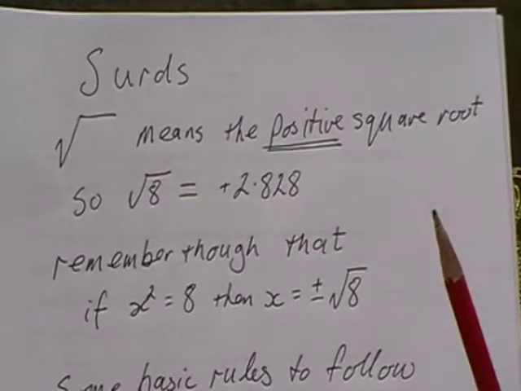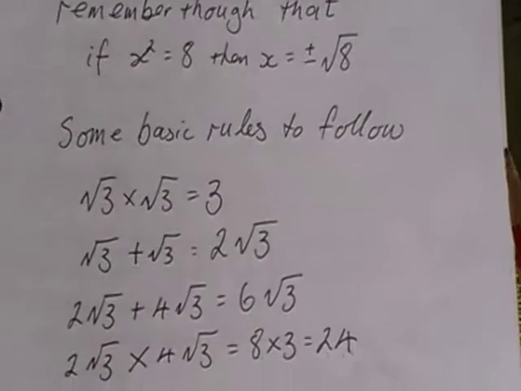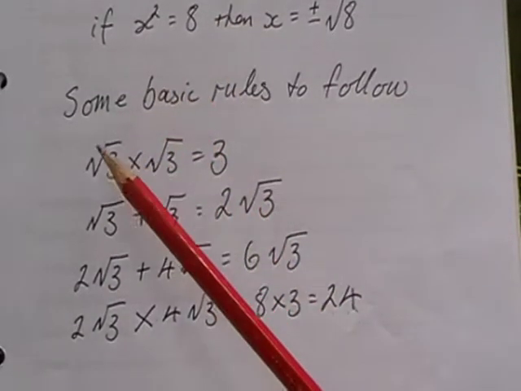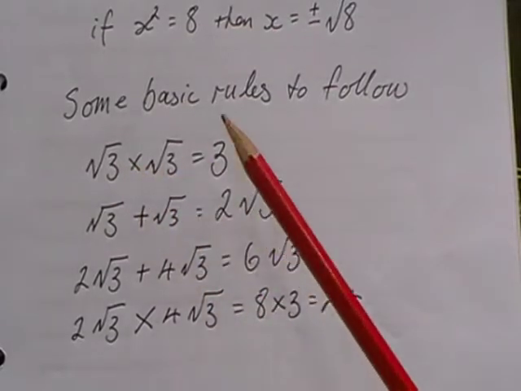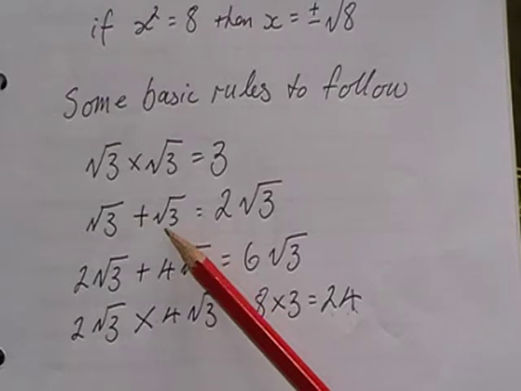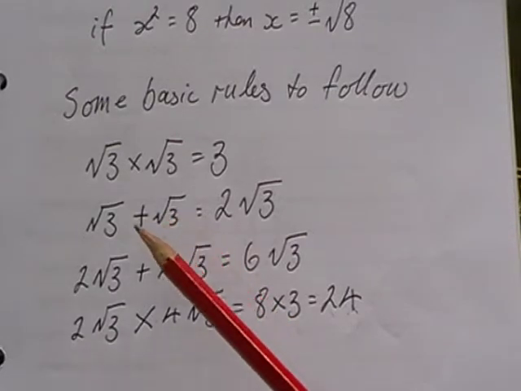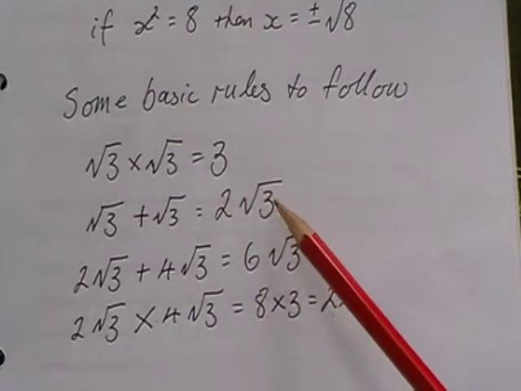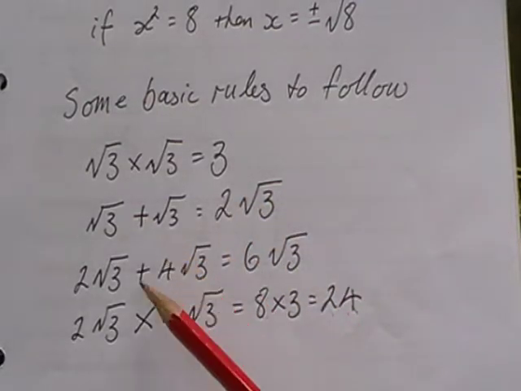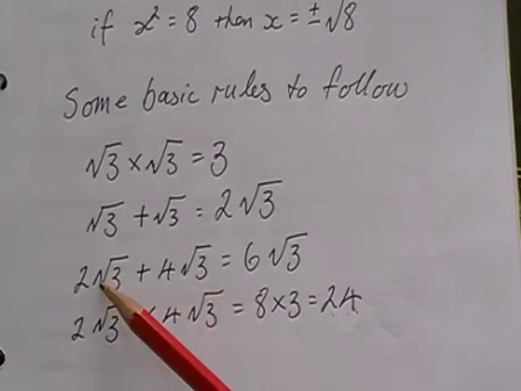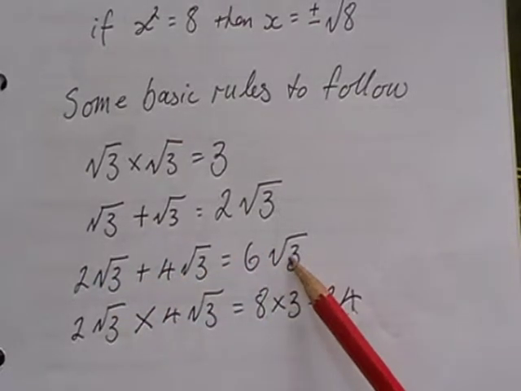And we have some basic rules that we need to follow. For example, obviously, root 3 times root 3 is equal to 3. Root 3 plus root 3 follows normal algebraic rules. You've got root 3 plus root 3, so we have 2 lots of root 3. Following from there, 2 root 3 plus 4 root 3 is obviously going to be 2 of them and 4 of them, which is 6 root 3.